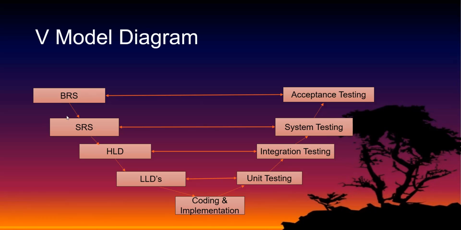Then from the BRS we get the SRS, that is the software requirement specification document. When they prepare the software requirement specification document, out of that they start writing their test scenarios. For that they analyze the requirements properly and in a detailed manner, and from there they make their test scenario document. First they do a peer review. I will be discussing in detail what peer review is in the upcoming videos.